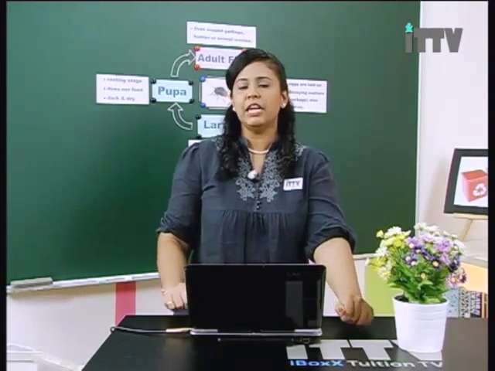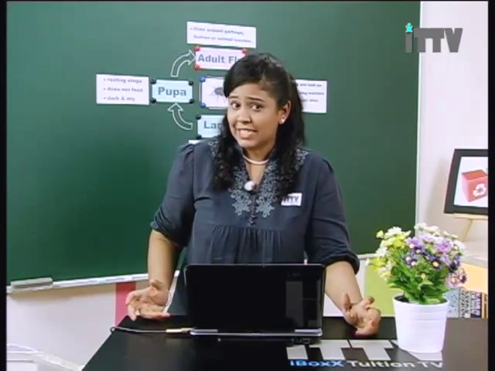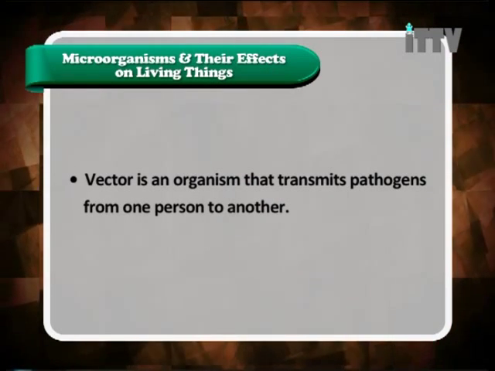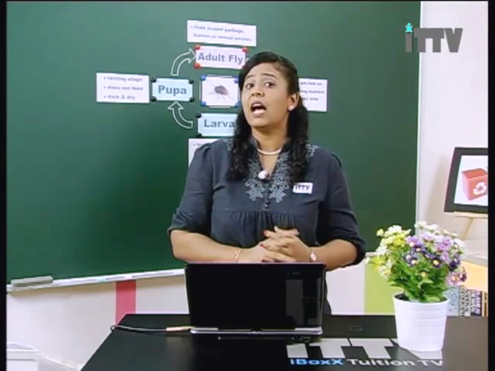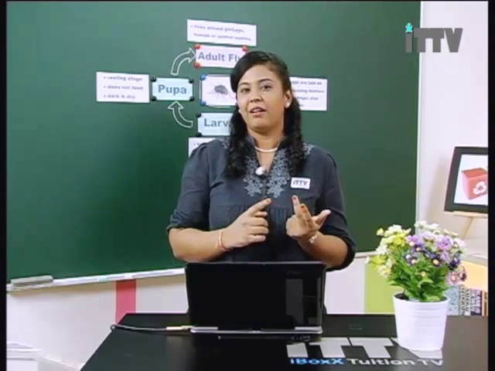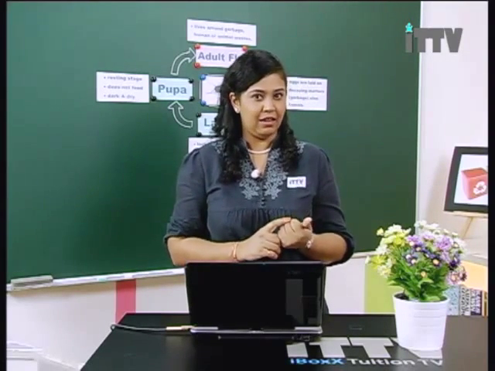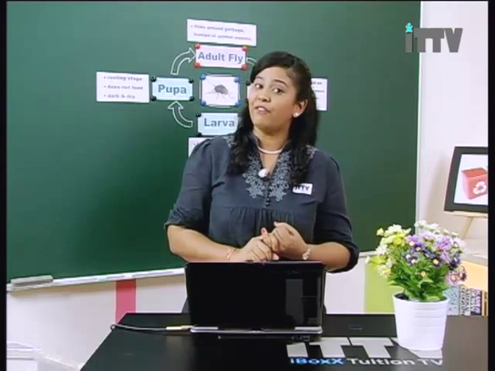So now we're going to learn the difference between vector and vector control. What is the meaning behind these two words? Let's find out the meaning of vector. A vector is an organism that transmits pathogens from one person to another. So vectors are organisms, and the organisms that we know are like mosquitoes, flies, mice, ticks, and so on. But in today's lesson, we're going to concentrate on two vectors in detail, that is the mosquito and the fly.